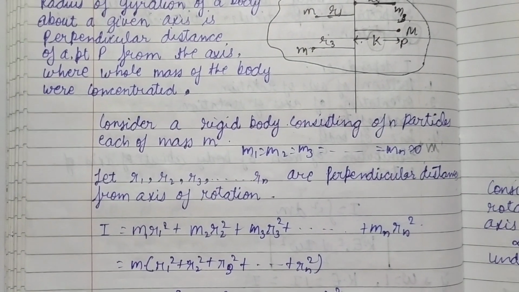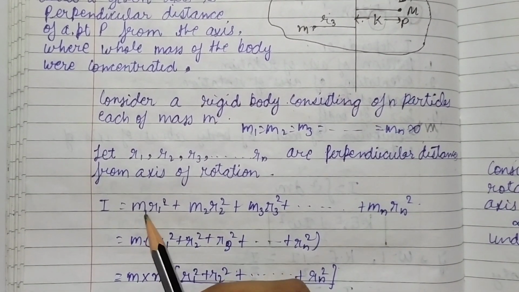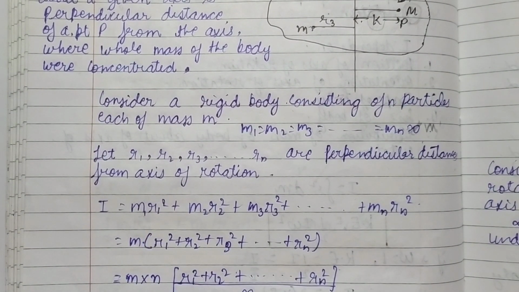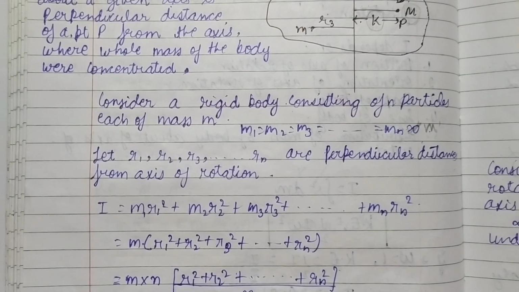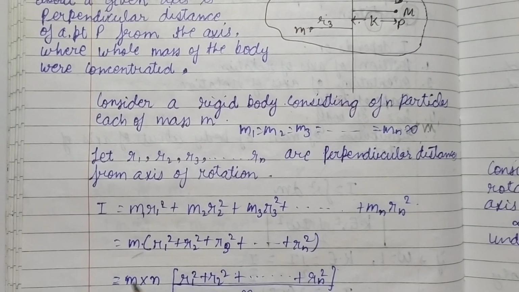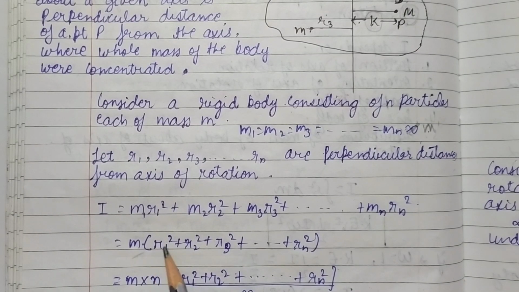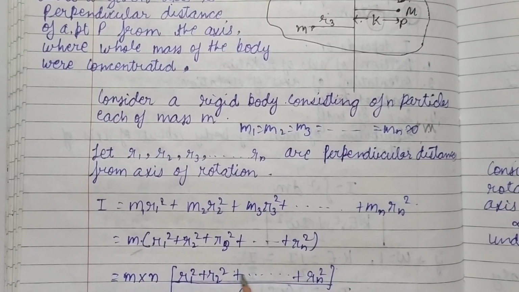Now we have added all of them, so m we can take outside. Why? Because we have considered all the particles to be of the same mass, so we have taken m outside. So inside we have r1 square plus r2 square plus r3 square up to rn square.